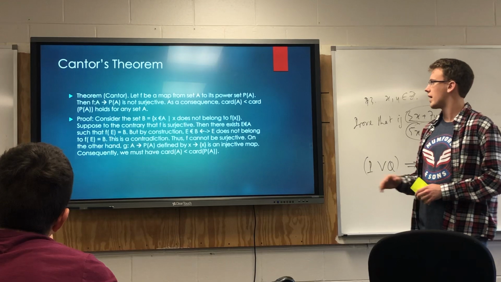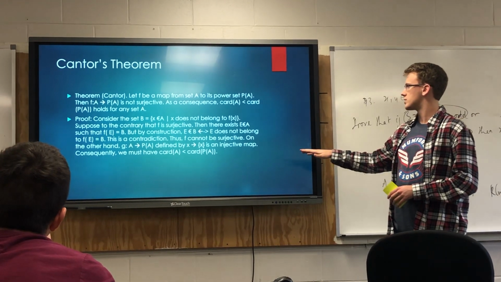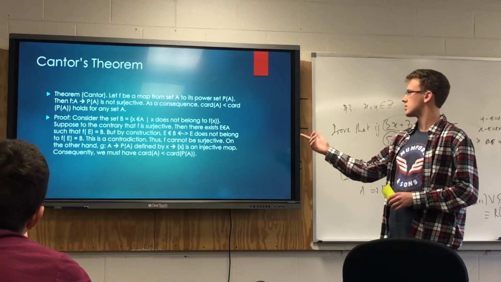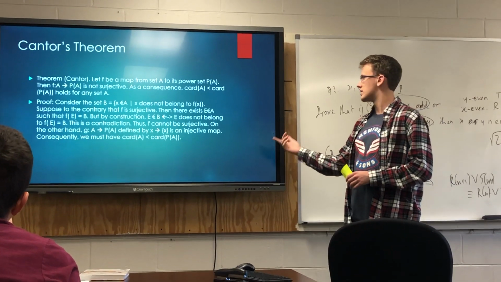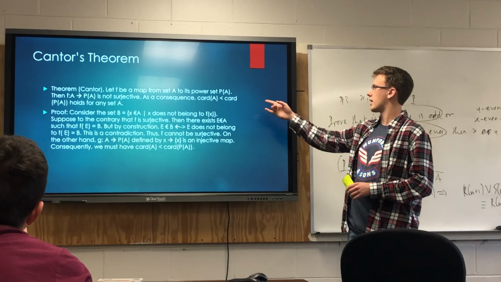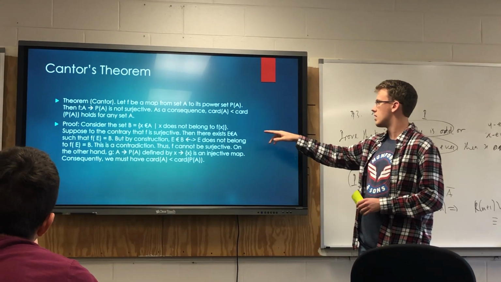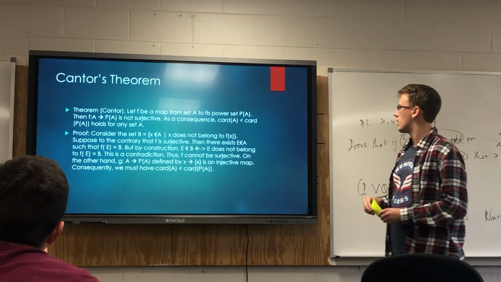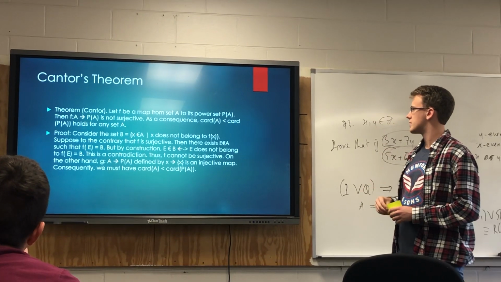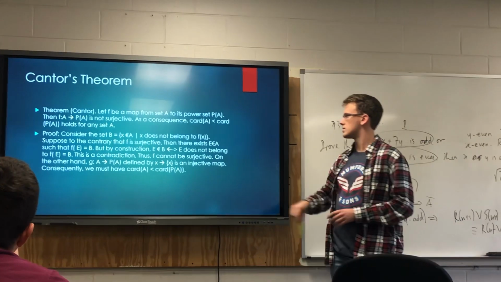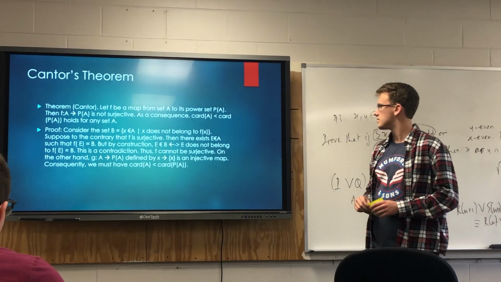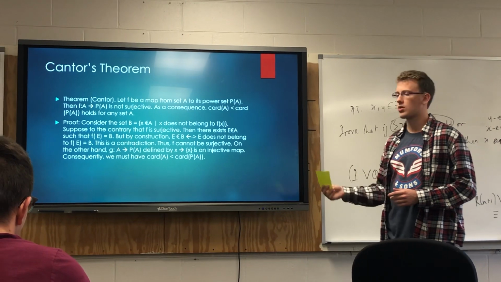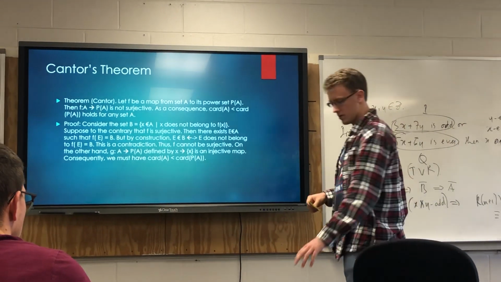For the proof, Cantor goes into a brief contradiction. He supposes to the contrary that F is surjective in order to prove that it is not. He then provides a counterexample, which proves that F cannot be surjective, as you see here. And so that proves that the cardinality of A is less than the cardinality of the power set of A.